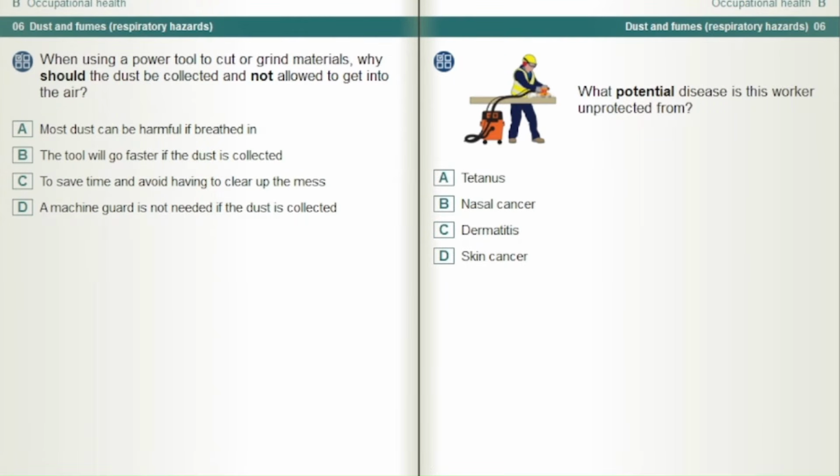When using a power tool to cut or grind materials, why should the dust be collected and not allowed to get into the air? Most dust can be harmful if breathed in. The tool will go faster if the dust is collected, to save time and avoid having to clear up the mess. A machine guard is not needed if the dust is collected. What potential disease is this worker unprotected from? Tetanus, nasal cancer, dermatitis, skin cancer.